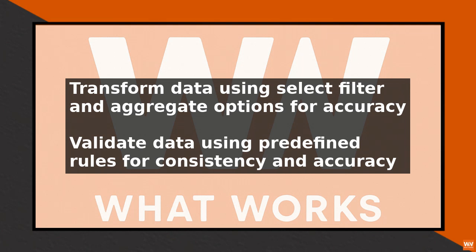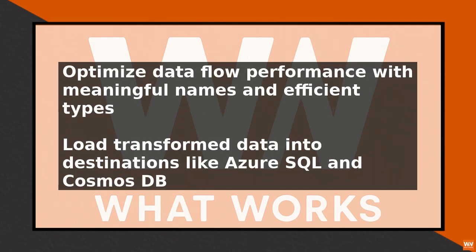Some best practices to keep in mind when working with mapping data flow include using meaningful names and descriptions for sources, transformations, and sinks, and optimizing data flow performance by minimizing the number of transformations and using efficient data types. Additionally, it is essential to test and validate the data flow thoroughly to ensure that it is working as expected.